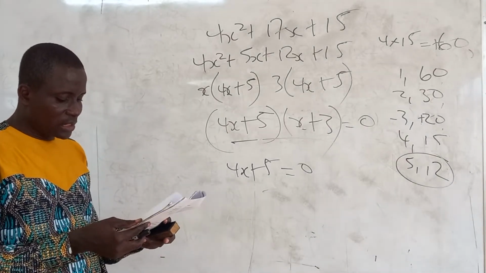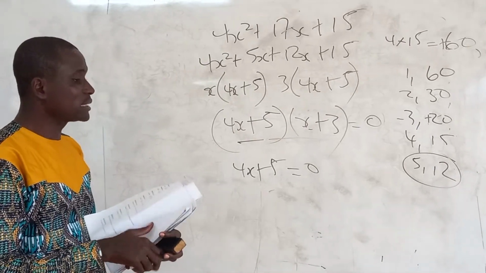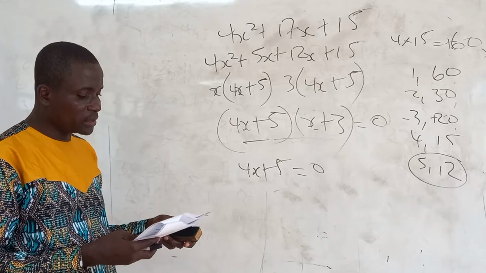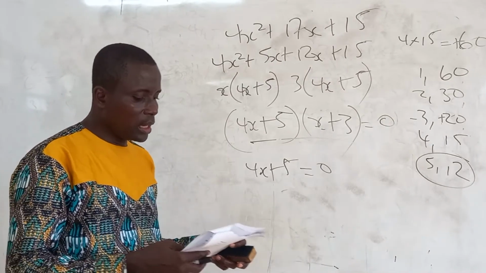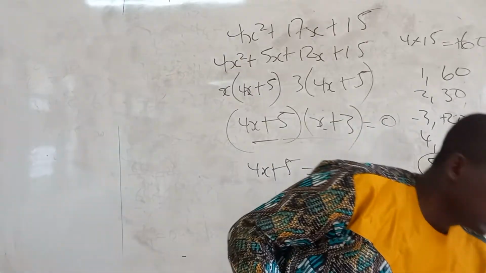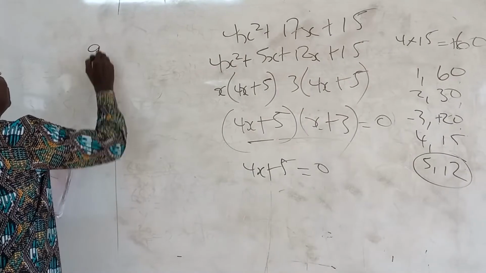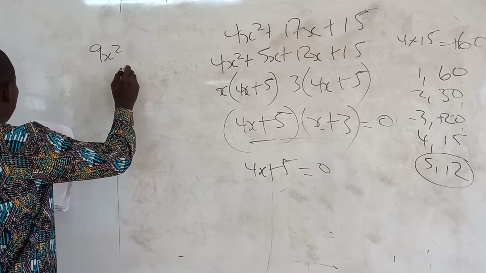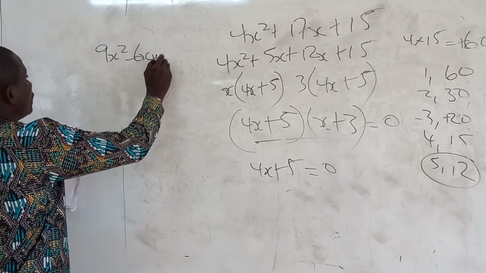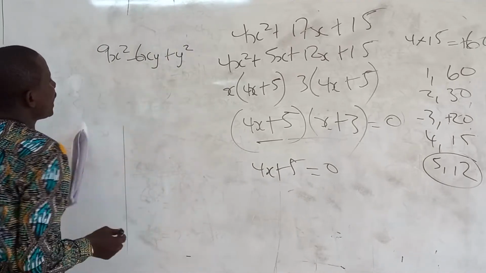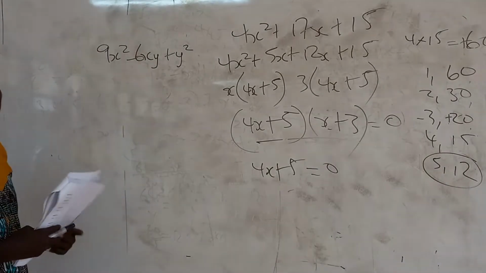Okay. Let's see if we can have another example, and that is here. It's very, very critical for us. So let's look at it now. I'm having 9x squared minus 6xy plus y squared. Look at this carefully. You see that this one is a combination of x and y.